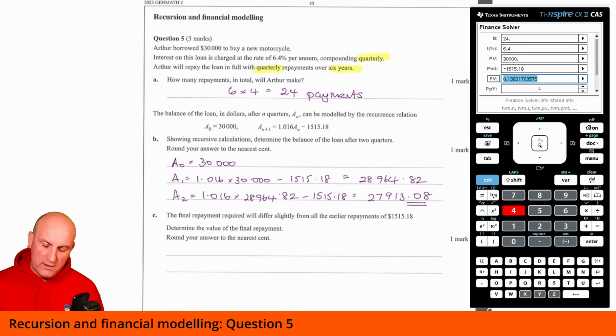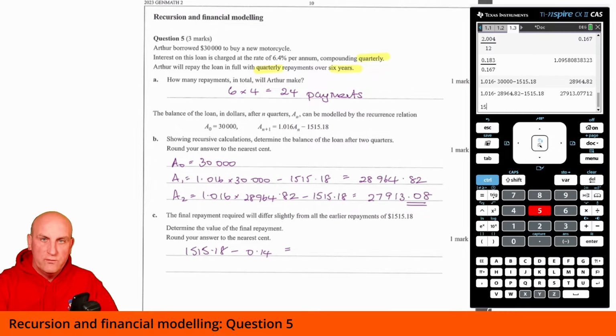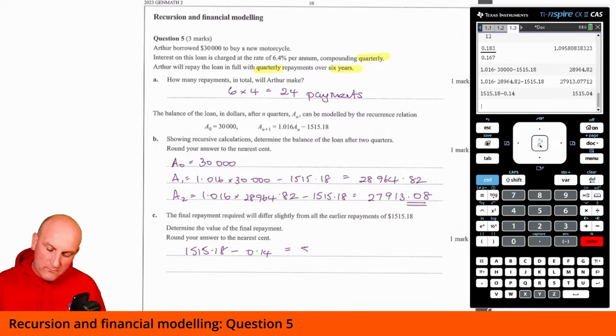So in which case, rather than paying 1515.18, if I take away, what does it want? Determine the value of the final repayment. Yep. If I take away what they're going to be actually 14 cents, 0.14, then I'm going to end up with 1515.18 minus 0.14 gives me 1515.04. So that's actually going to be the final repayment required, which will differ slightly from the earlier repayments.